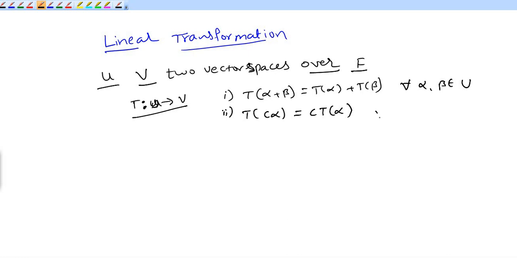So for all alpha belongs to U and C belongs to the field.